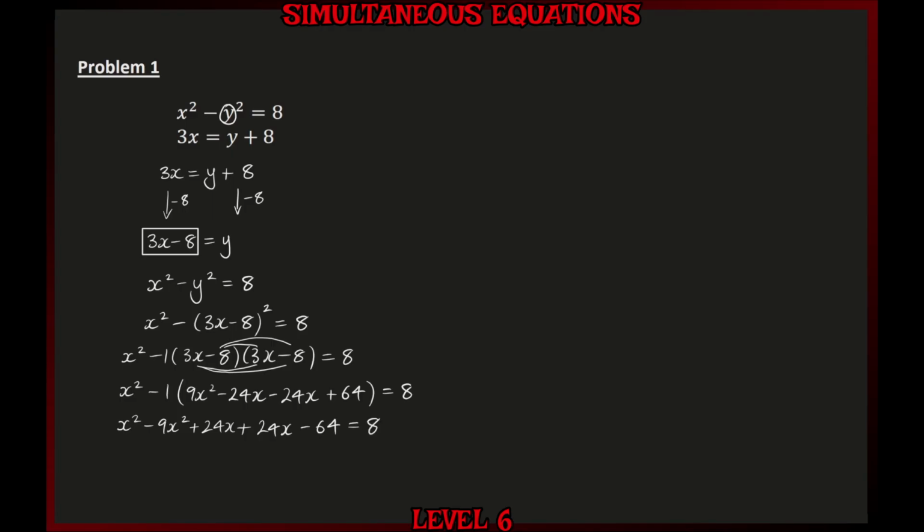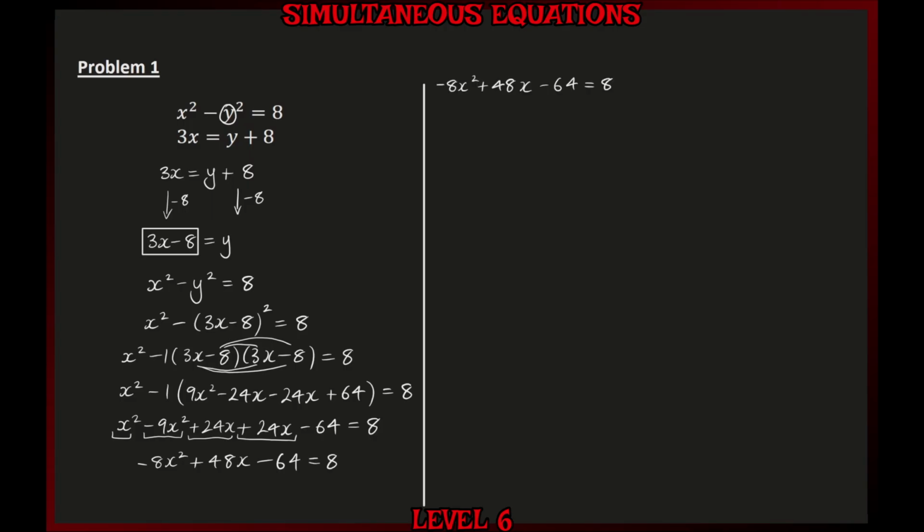I'm now going to simplify the left-hand side by collecting together the like terms. So we have x squared minus 9x squared. That gives us minus 8x squared. We've got 24x plus 24x, so that's plus 48x. We have a minus 64, and that's equal to 8.